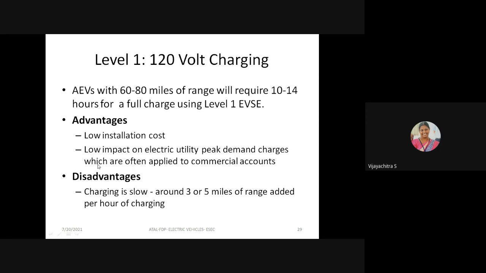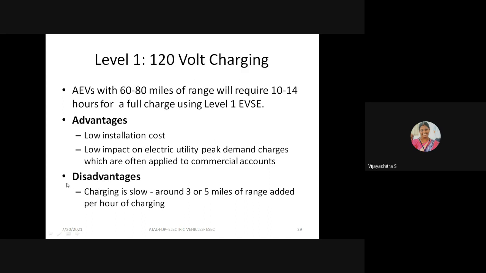When we list the advantages: low installation cost and low impact on electric utility peak demand charges. So that's why we can use this level 1 charging for electric cars.